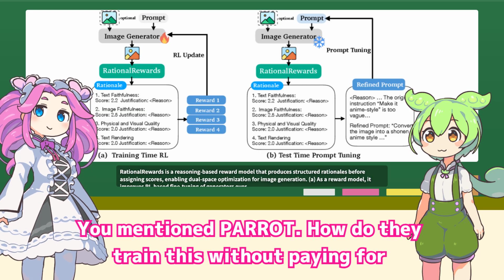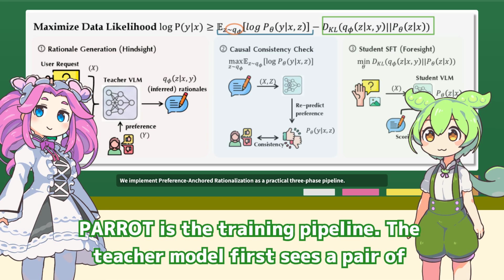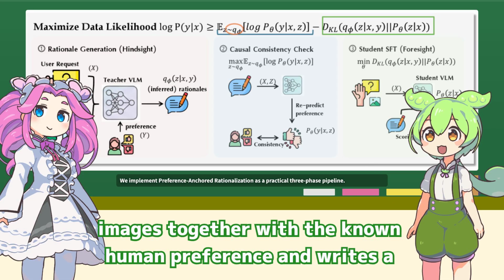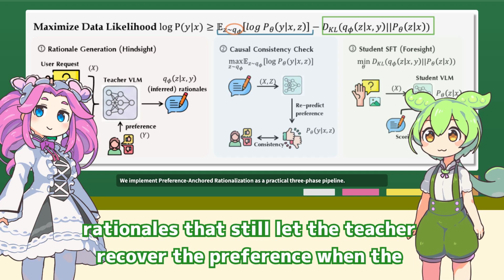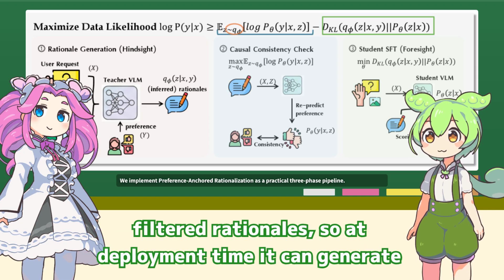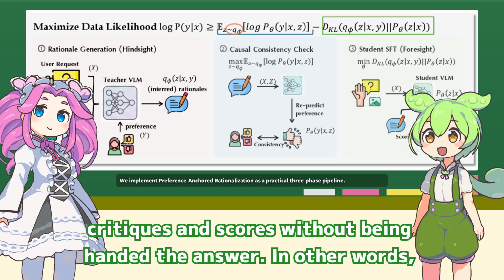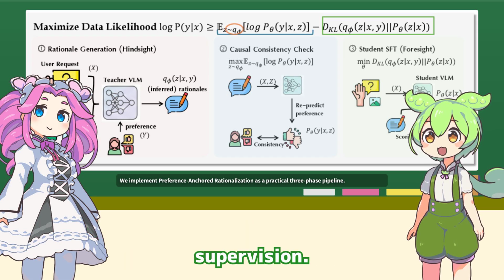You mentioned PARROT. How do they train this without paying for human-written rationales? The teacher model first sees a pair of images together with the known human preference and writes a rationale that justifies that label. Then a consistency filter keeps only rationales that still let the teacher recover the preference when the label is hidden. Finally, a smaller student model is distilled on those filtered rationales, so at deployment time it can generate critiques and scores without being handed the answer. In other words, the paper converts cheap pairwise preferences into reasoning supervision.